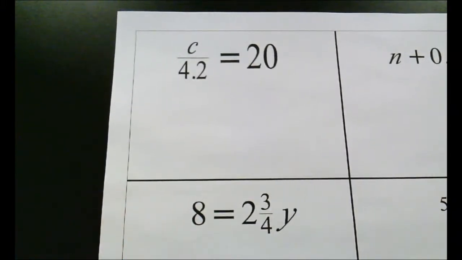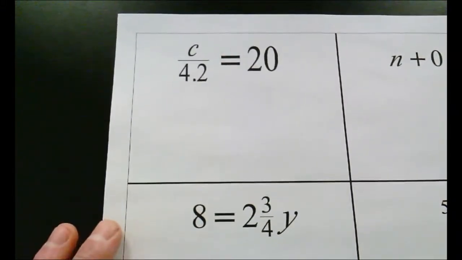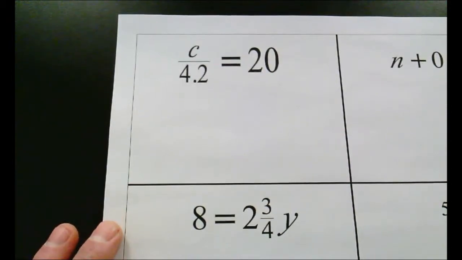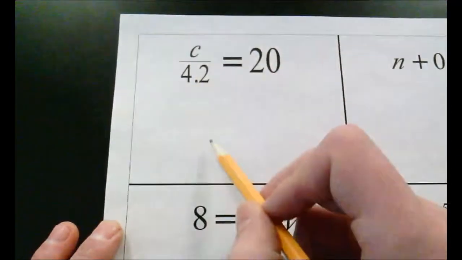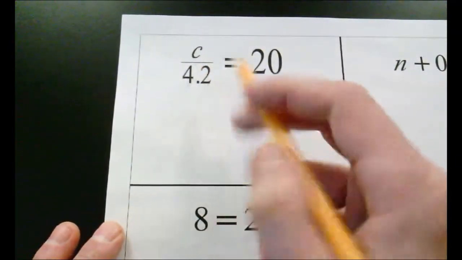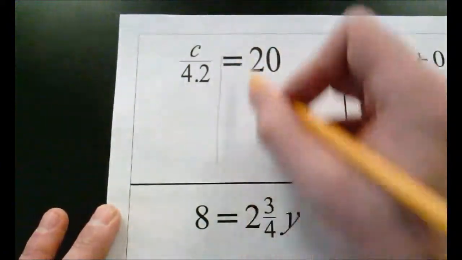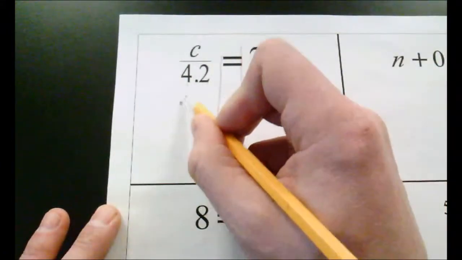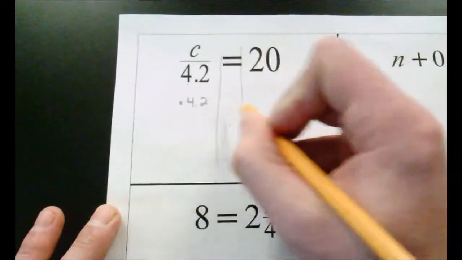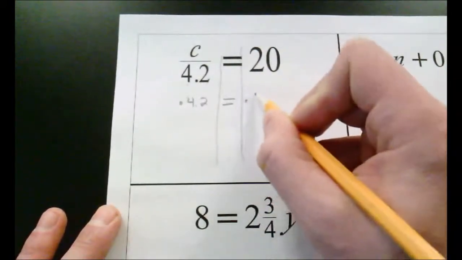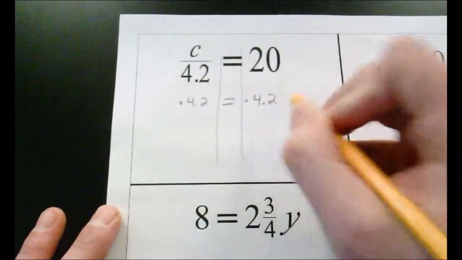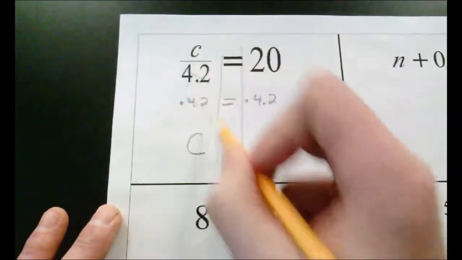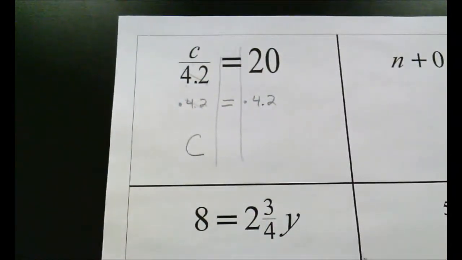So c divided by 4.2 is equal to 20. What you're going to have to understand is I'm using the inverse. What's the opposite of divide by 4.2? To maintain equality, I would have to multiply by 4.2. What I do to one side, I do to the other. I'm left with c, these cancel. And what I have is 20 times 4.2. And kids can use calculators.